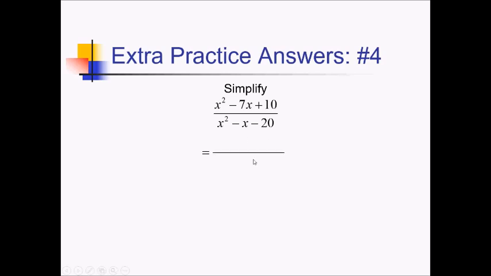So for the numerator, I need factors of 10 that add up to negative 7. So we got 1 and 10, 2 and 5. 2 and 5 would work. Negative 2 and negative 5. So we have x minus 2 and x minus 5.